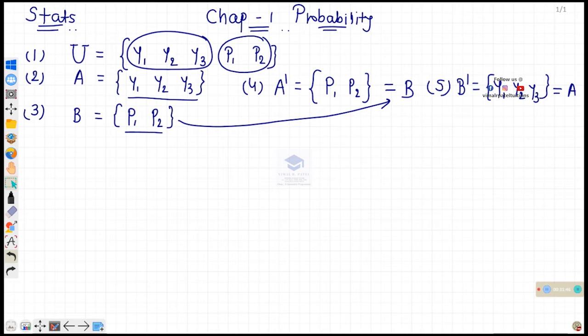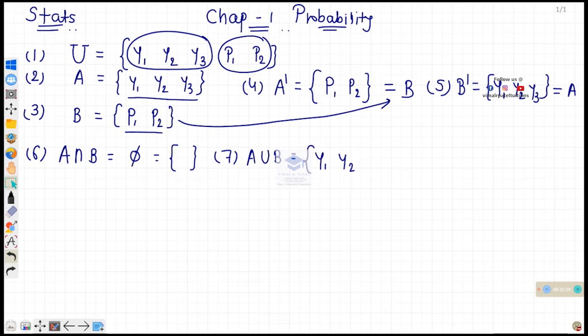A intersection B. There is no common between A and B. So it is phi or null set. Because there is no flower that is both pink and yellow, only single color flowers. Then A union B means set of all elements in A as well as in B. So Y1, Y2, Y3, P1 and P2. So this is U.